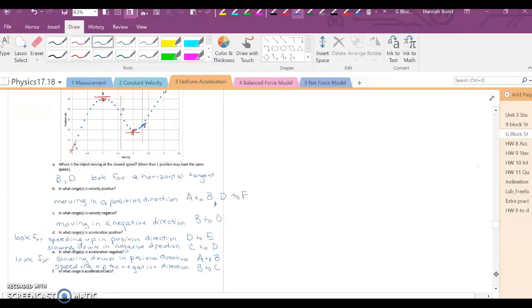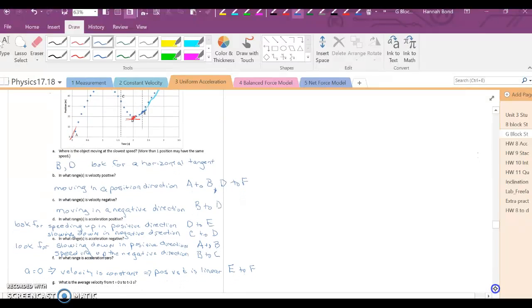The next question asks, in what range is acceleration 0? Acceleration equals 0 means that there is no change in the velocity. The velocity is constant. And that means that for every additional second, the position is changing by the same amount. So that means that the position versus time graph is linear. The only place on the graph that we're currently looking at where I see position being linear is here from E to F. In that range, E to F, the graph is linear, and that means that position is changing at a constant rate and the velocity is constant. That means acceleration is 0.